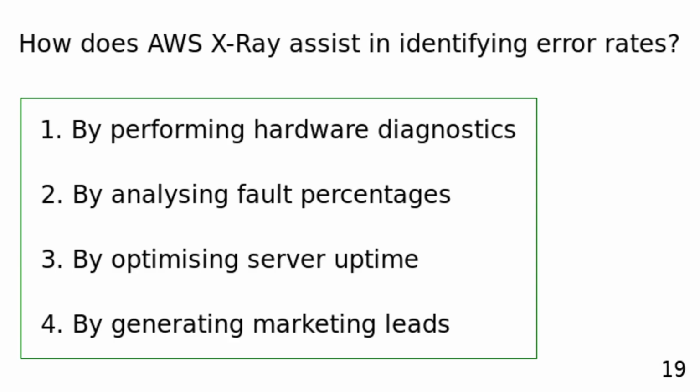How does AWS X-Ray assist in identifying error rates? By performing hardware diagnostics. By analyzing fault percentages. By optimizing server uptime. By generating marketing leads.